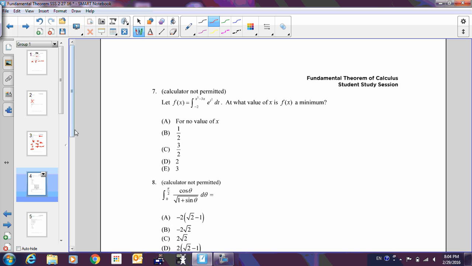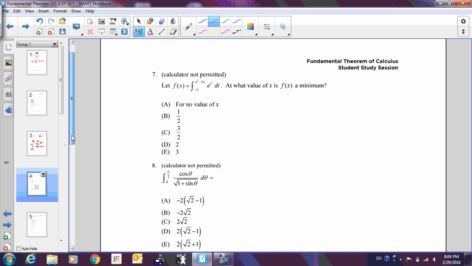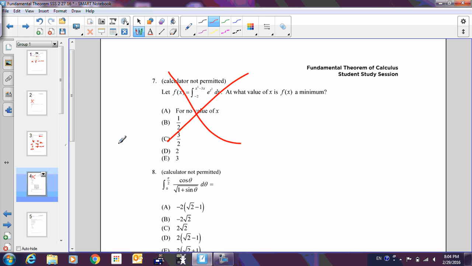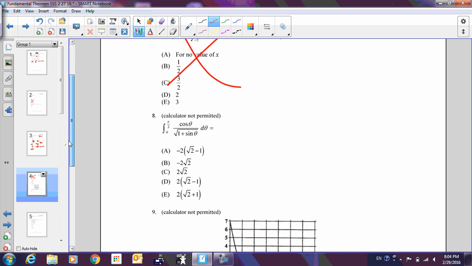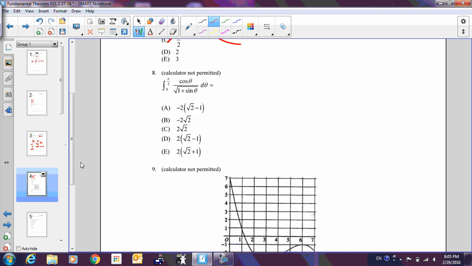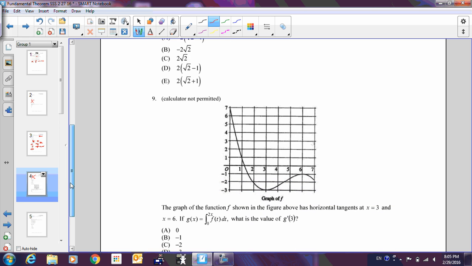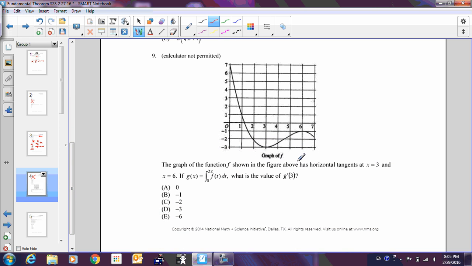Actually, I'm going to let you skip 7. This packet's pretty lengthy, so there's a few that are repeats. I'm going to let you skip. You're going to do 8 on your own. That's a U substitution problem. And then we're going to work 9 together.